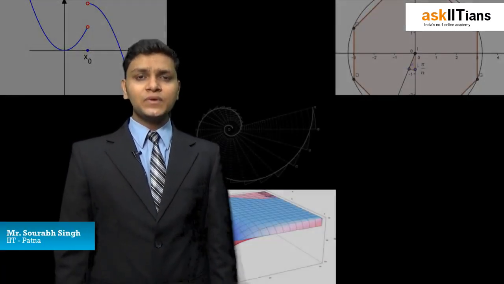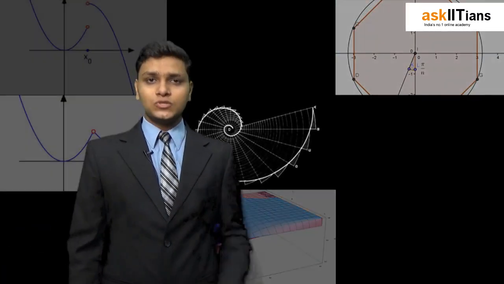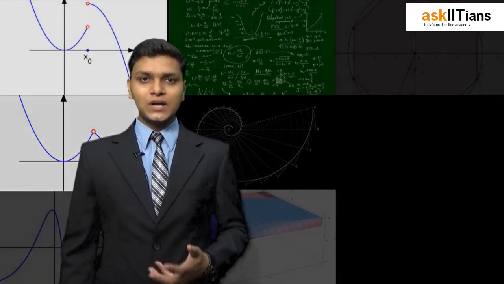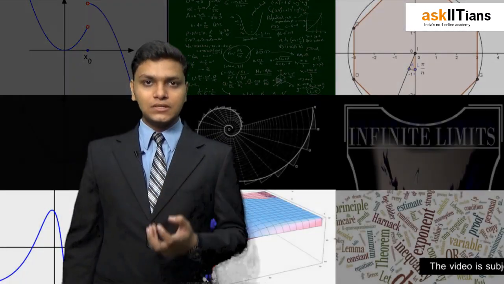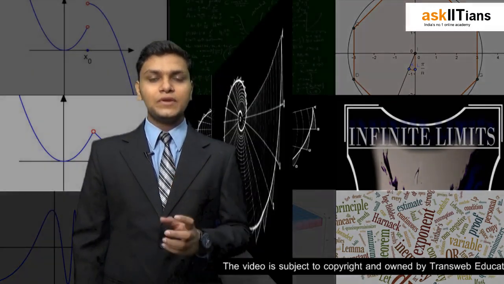Hello students, welcome to the second part. In the first part we did the definition of limits, how to associate functions with limits, but in this part we are going to find out the various methods with which we will find out the value of limit, whether it exists or not. So let's continue with the second part.